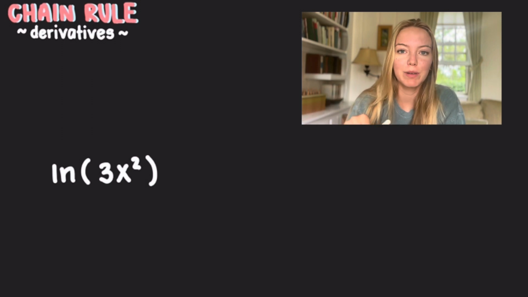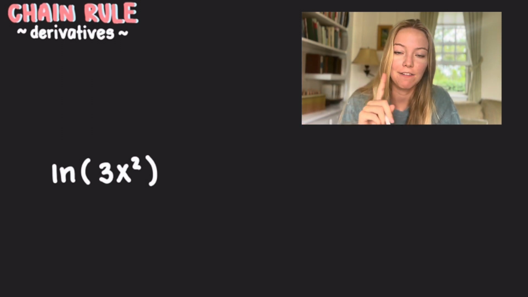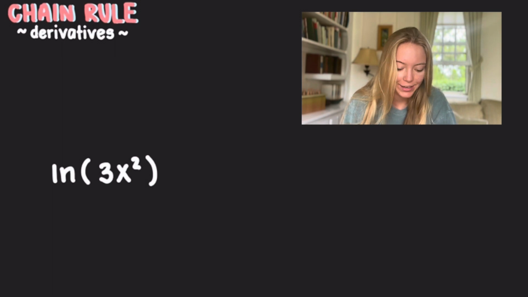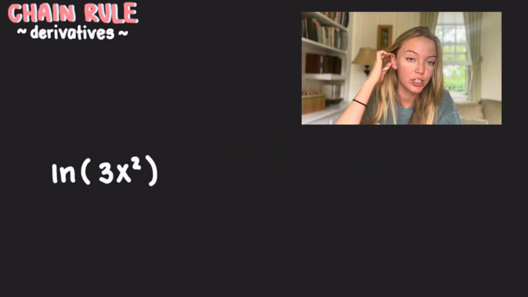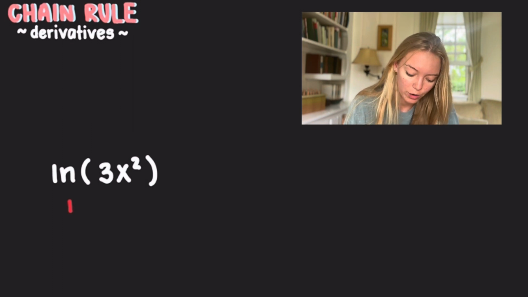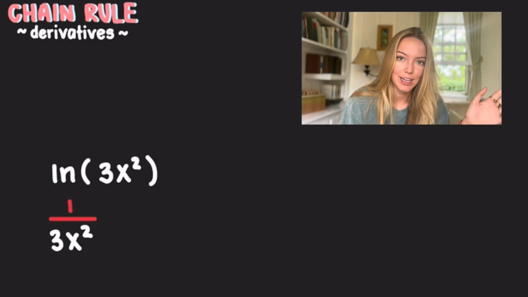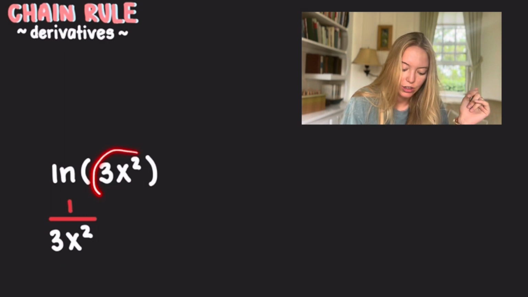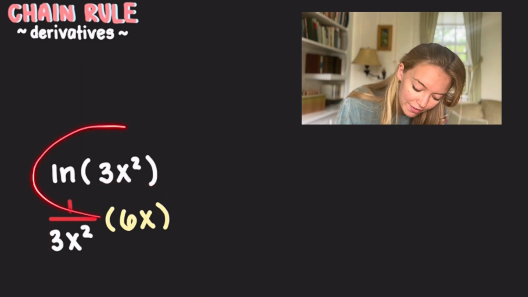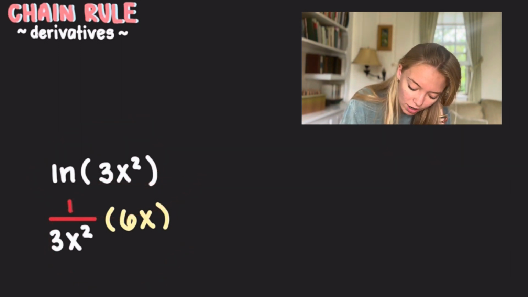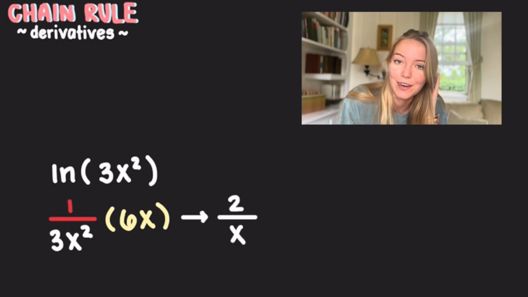Okay, looks a little bit different, but it's the same steps as before. First, identify your outside function. In this case, this is going to be ln. So we're going to take the derivative of ln. The derivative of ln is equal to 1 over x. So with the chain rule, it's going to be 1 over, but remember we keep the inside function the same. So 1 over 3x squared. So for step 2, we take this and we multiply it by the derivative of the inside function. The derivative of the inside function is just 6x. So this is going to be the answer for the derivative of ln of 3x squared. But it can also be simplified to 2 over x if need be.